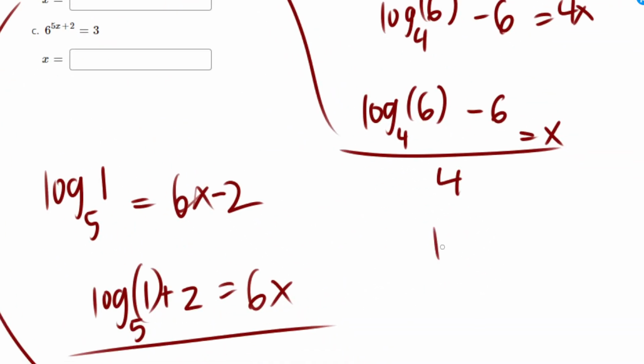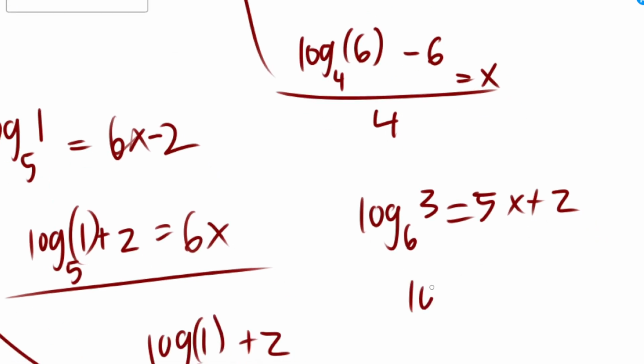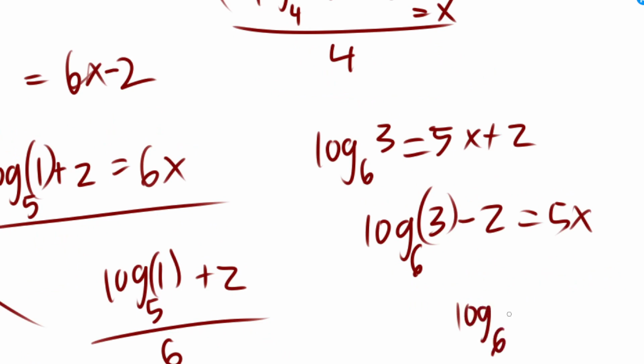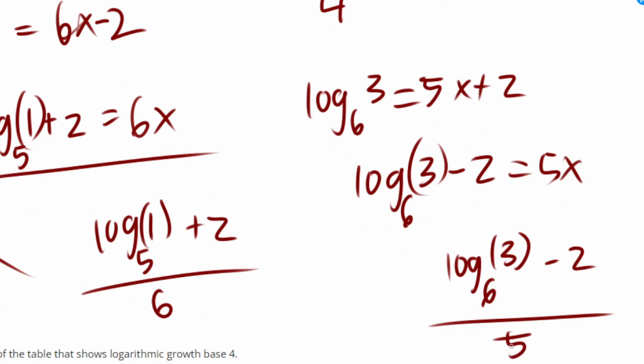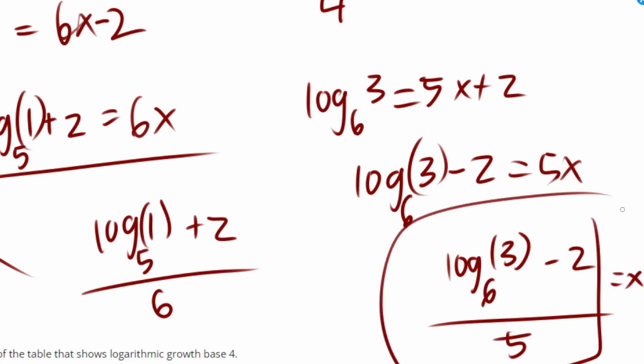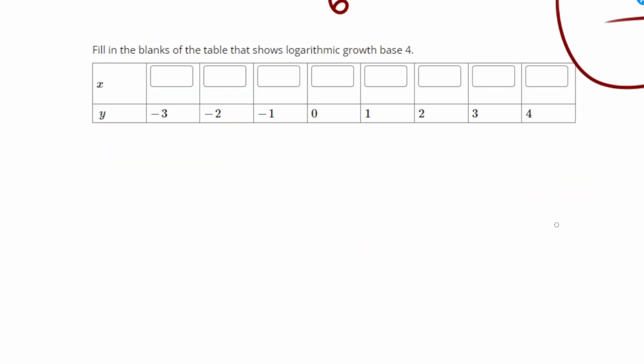And then log base 6 to the 3rd equals 5x plus 2, minus 2 from both sides. Log base 6 to the 3rd minus 2 equals 5x. Log base 6 to the 3 minus 2, divide by 5, equals x. That's your new answer.